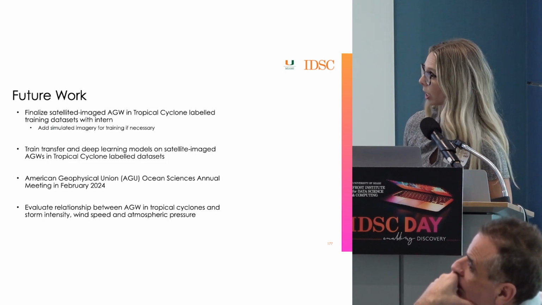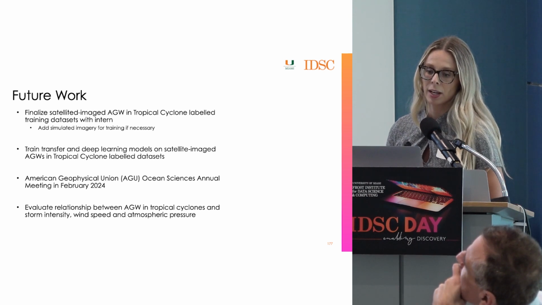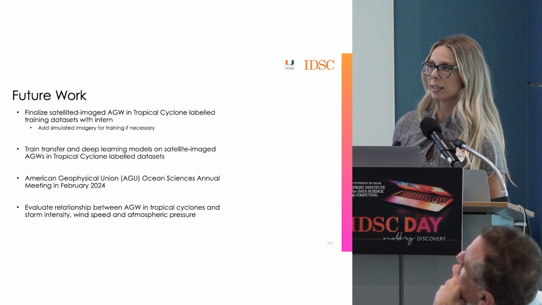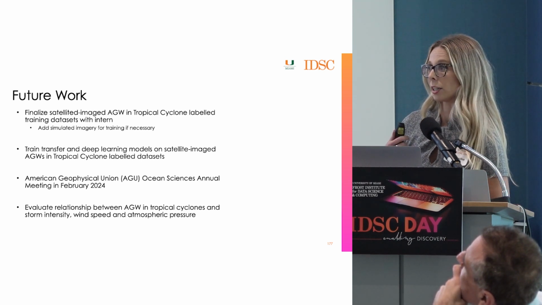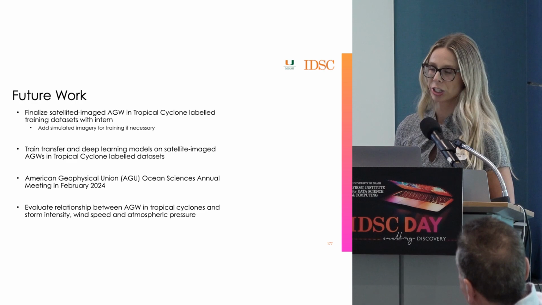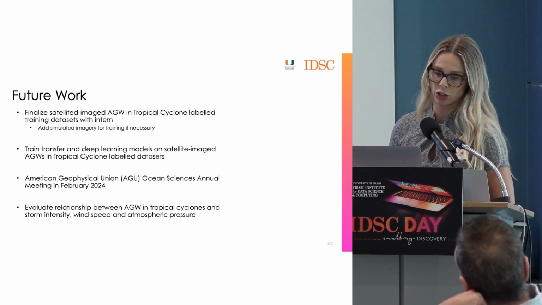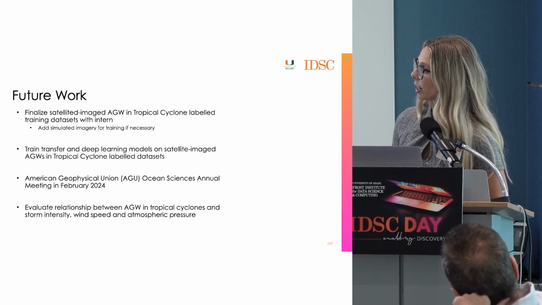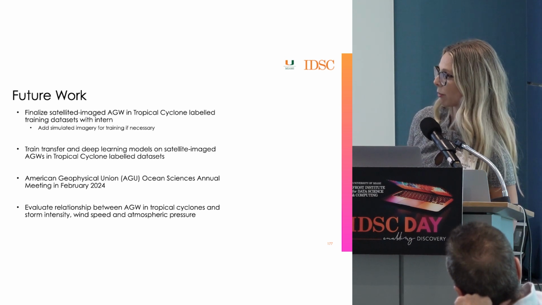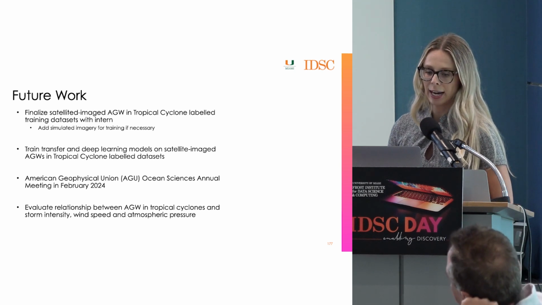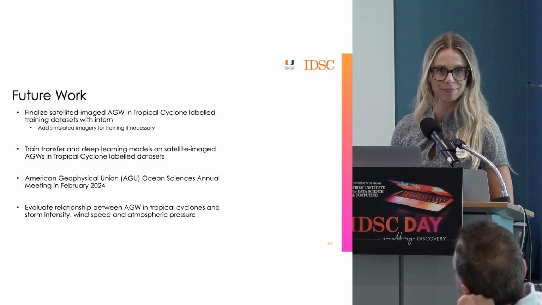And so our future work: we're still finalizing this labeled training data set with my intern, and then we will train using these algorithms, likely the transfer learning model, on this data set to see if we can properly identify these features. And then we can evaluate the relationship between these features without having a trained expert, and relate the atmospheric gravity waves to storm intensity, and even some of these other features present in the image, like wind streaks or convection cells. And I think that's all I have.